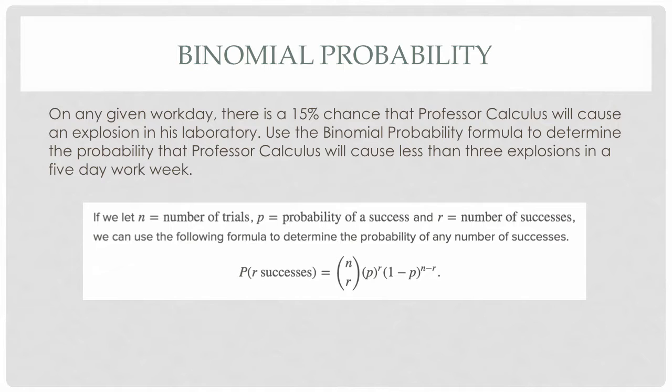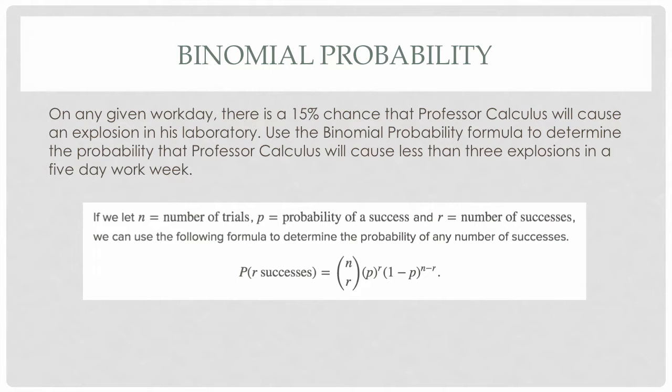Take a look at this example right here. On any given workday, there is a 15% chance that Professor Calculus will cause an explosion in his laboratory. We're going to use the binomial probability formula, that's what we kind of did way back in the beginning of class, to determine the probability that Professor Calculus will cause less than 3 explosions in a 5-day work week.